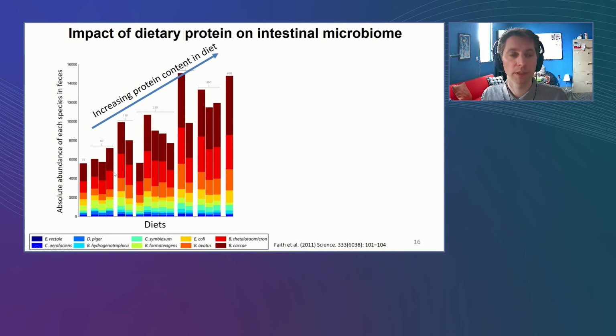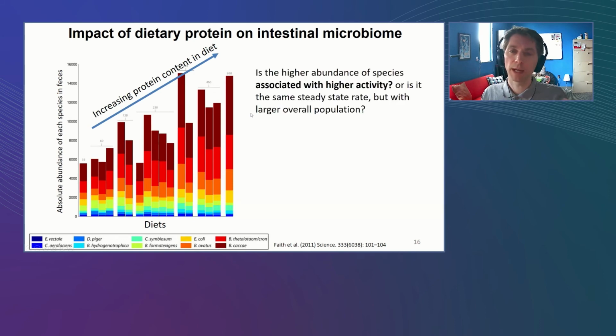What the authors did in this particular study is they fed mice diets with increasing amounts of protein. And then on the y-axis, we see increases in abundances of particular microbial species that they measured in this experiment. As you can see, an increasing amount of protein in the diet leads to overall increases in microbial species abundances. And of course, the individual species become more abundant.